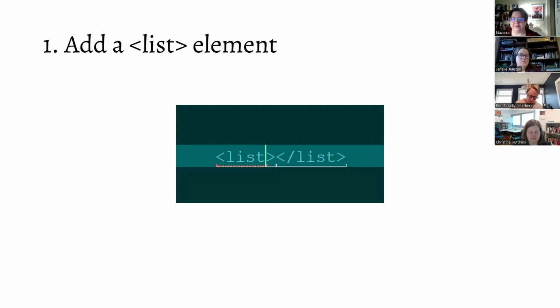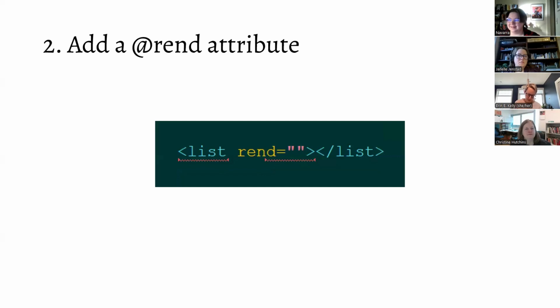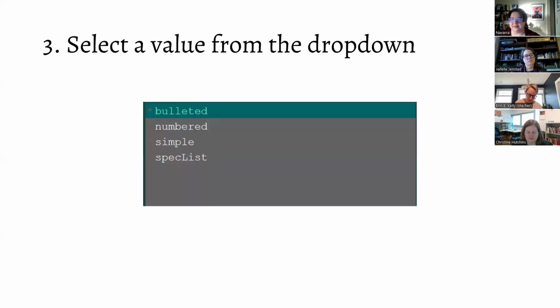The first thing you do is you're going to add a list element. And it's going to come up as invalid with that red squiggly line because each list requires at least one item in it. Once you have your list, I like to do this right away, put on a rend attribute. This is where you decide, do I want this to be bulleted, numbered, or a simple list? Spec list, you don't need to worry about that. You won't be using it, but it will show up when you're making lists much of the time.